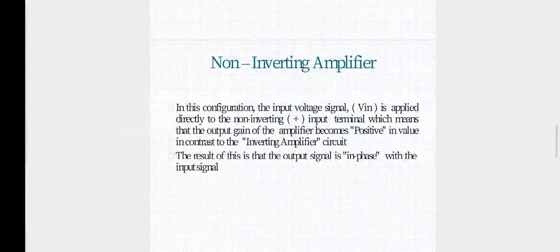Next one is called the non-inverting amplifier. In this configuration, the input voltage signal Vin is supplied directly to the non-inverting, that is the plus, input terminal, which means that the output gain of the amplifier becomes positive in value, in contrast with the inverting amplifier circuit. The result of this is that the output signal is in phase with the input signal.